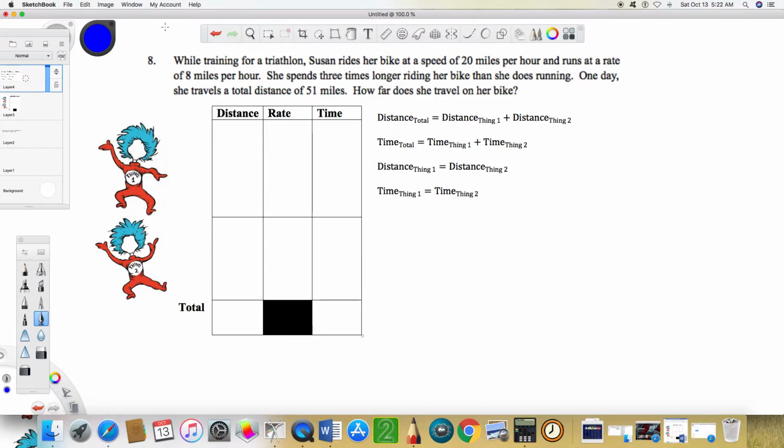While training for a triathlon, Susan rides her bike at a speed of 20 miles per hour and runs at a rate of 8 miles per hour. She spends 3 times longer riding her bike than she does running. One day she travels a total distance of 51 miles. How far?